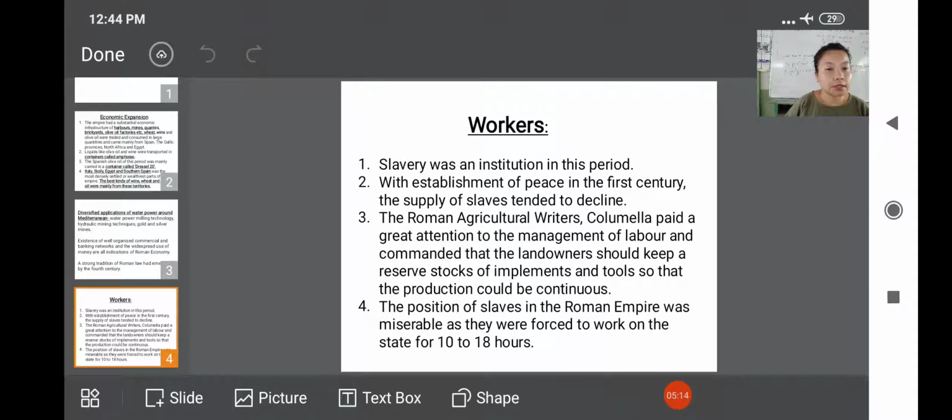Number 3, the Roman agricultural writers like Columella paid great attention to the management of labor and commanded that the landowners should keep a reserve stock of implements and tools so that the production could be continuous.